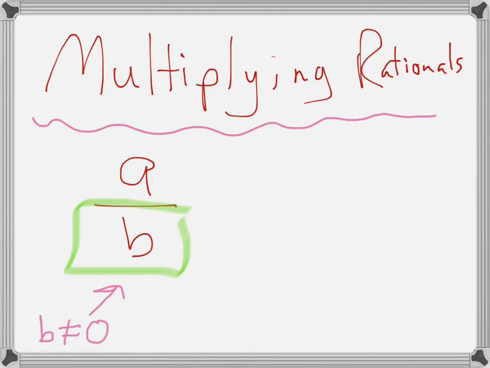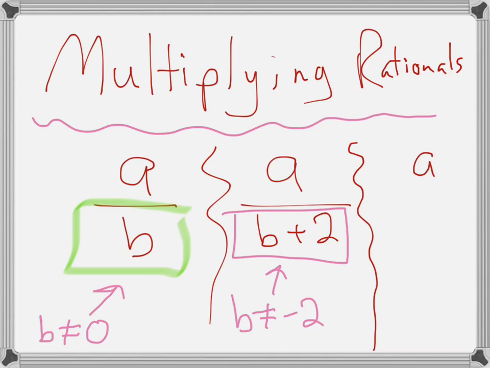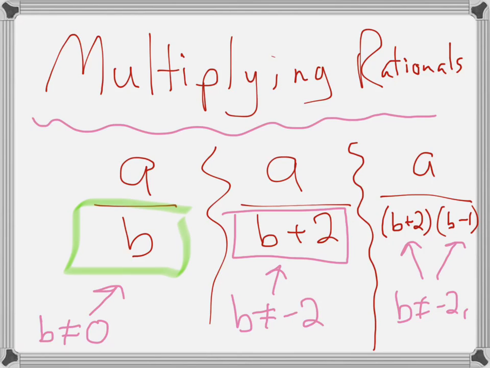All right? So if you have a divided by b, we have to qualify that by saying that b can't be equal to 0. So let's suppose you have a divided by b plus 2. With this problem, the denominator still should not equal 0. So we're going to say b does not equal negative 2. Or we could say a divided by b plus 2 times b minus 1. Well, in this case, the entire denominator can't be equal to 0, but using the zero product property, b can't equal negative 2 or positive 1.